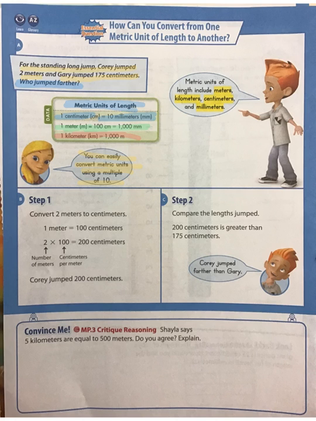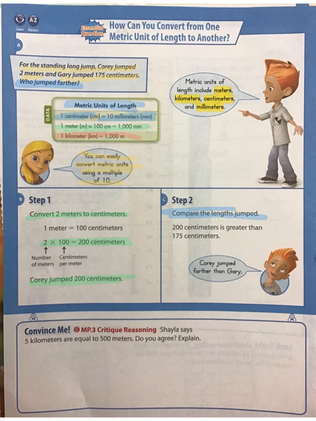In our case, we are just always going to go from a larger unit to a smaller unit, so we're always going to be multiplying. So, first, we need to convert 2 meters to centimeters. So if I look up in my chart, 1 meter equals 100 centimeters. So 2 times 100 is 200. So Corey jumped 200 centimeters.